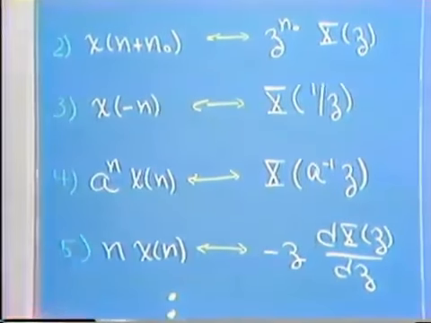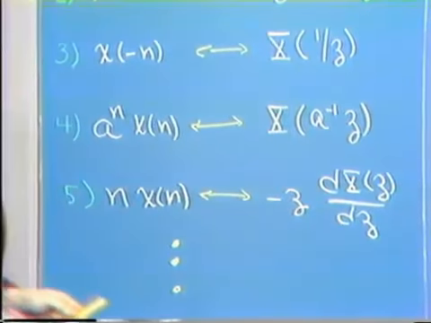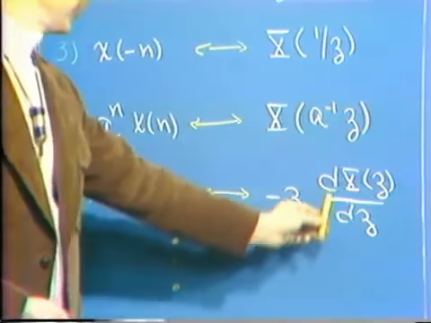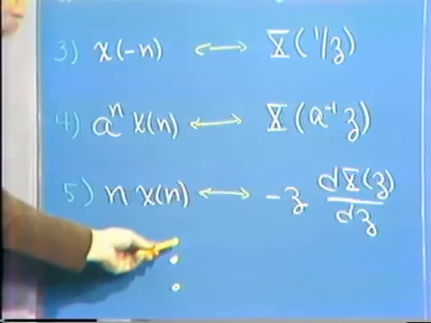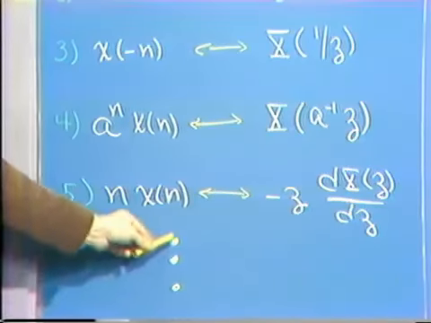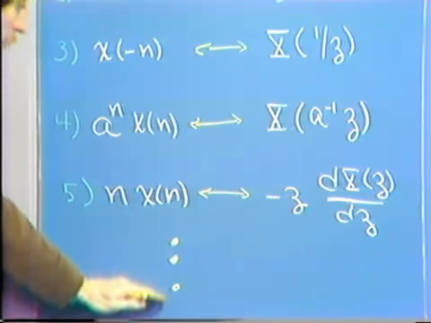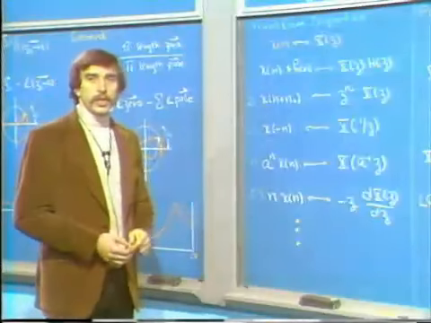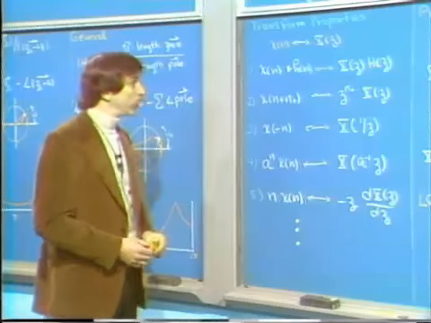Another one which is useful is multiplication of a sequence by n, which results in a z transform which is minus z times the derivative of X of z. And then I've tried to be somewhat explicit that that's not the end of the list. There are lots of other properties, a number of others that are presented in the text, others besides that aren't presented in the text, ones that you can dream up yourself, ones that your friends know that you don't, etc.